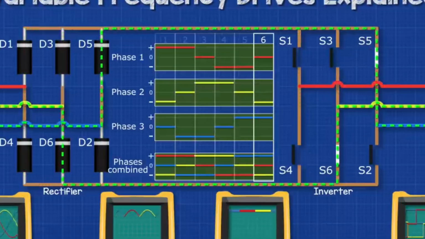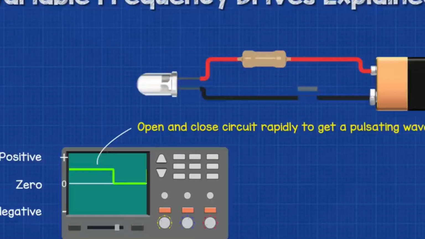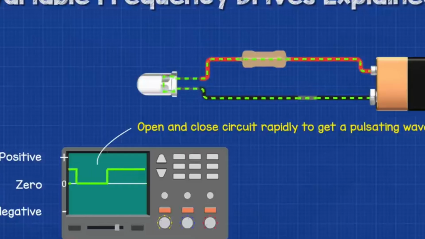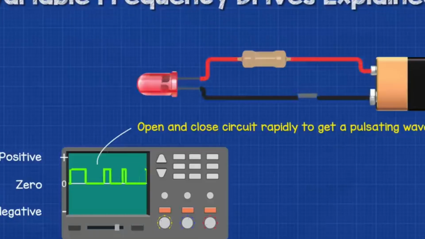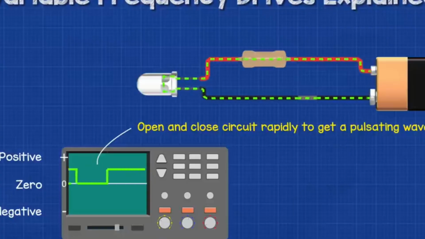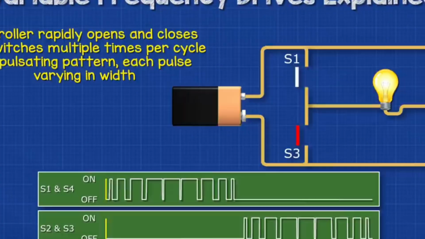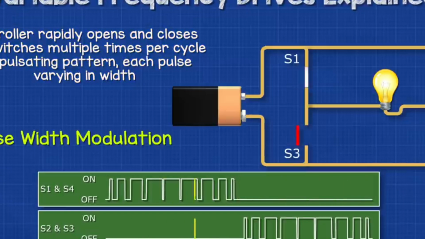So how can we improve this? Do you remember earlier in the video, I said we can open and close the switch at different speeds and durations to change the waveform? Well, we can do that with this too. What we do is use a controller to rapidly open and close the switches multiple times per cycle in a pulsating pattern, each pulse varying in width. This is known as pulse width modulation.